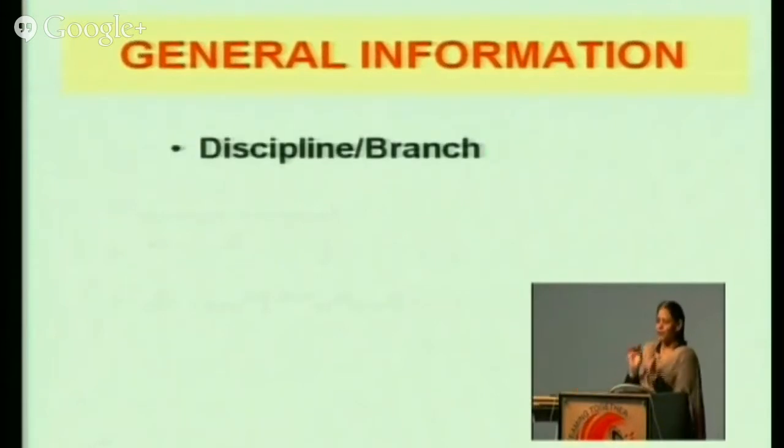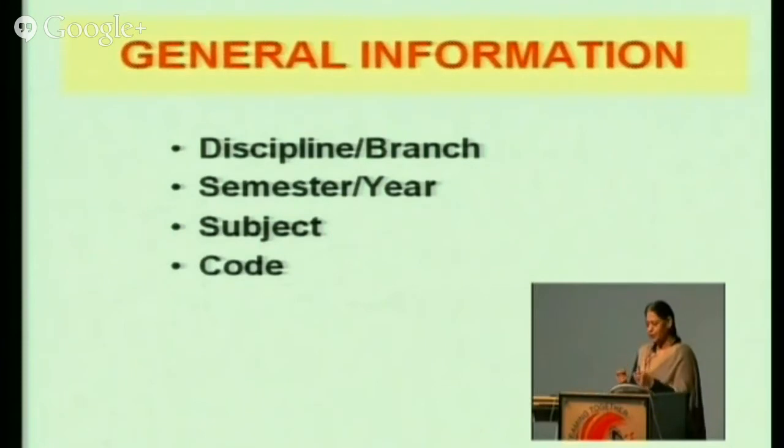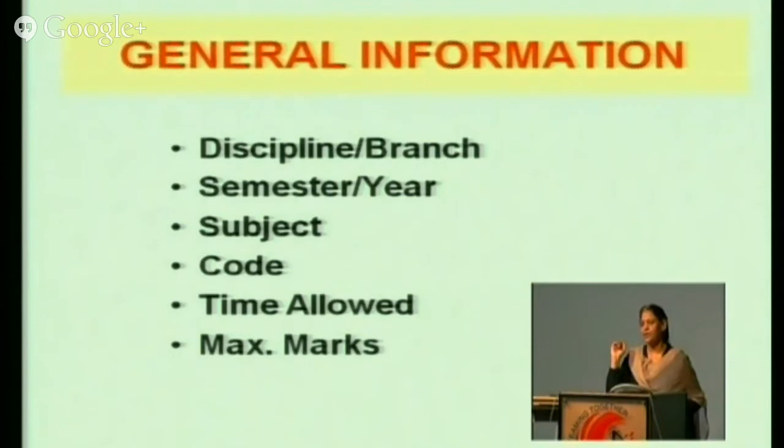Simple. General information means at the top of the question paper, we must have information with respect to which discipline, which branch the question paper is for. Which semester, first semester, second semester, or first year or second year. It must reflect the subject for which the question paper has been set. And subject code, because each university gives a subject code, so that should be clearly specified on the top of the question paper. Then how much time is allowed? Is it 2 hours, 3 hours, or 1.5 hours, depending upon the nature of the question paper. And the last thing is the maximum marks allocated. So if it is 60 marks, it should be clearly indicated as maximum marks. Or if it is, say, 45 marks or 40 marks, that should be indicated on top.